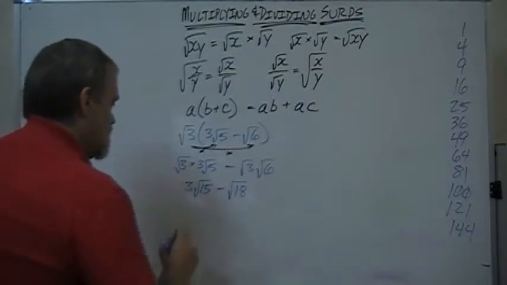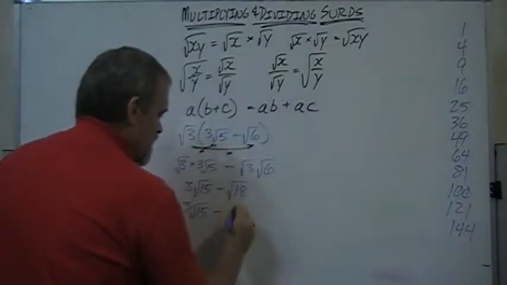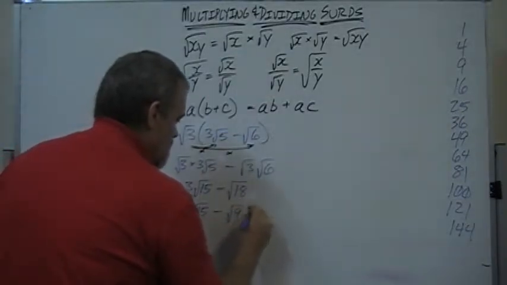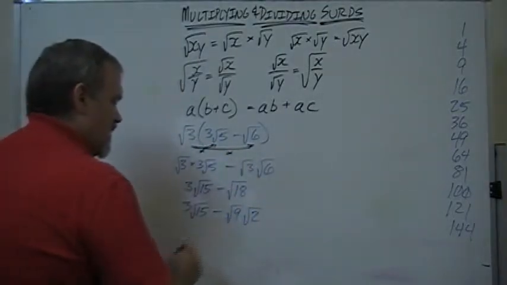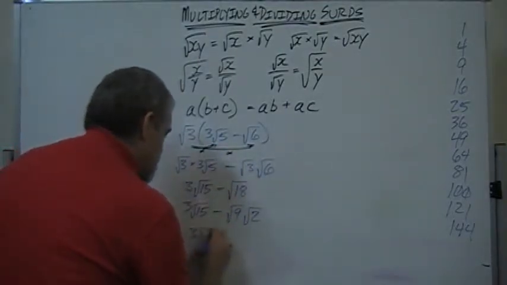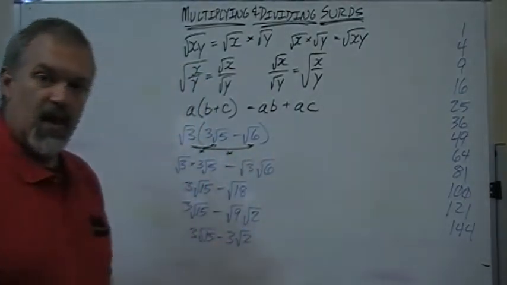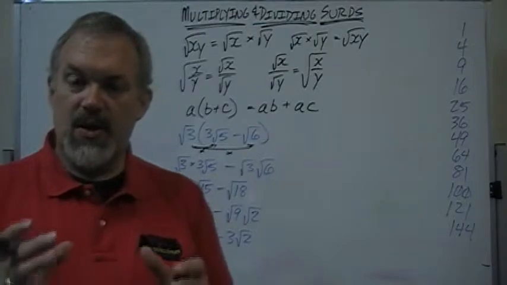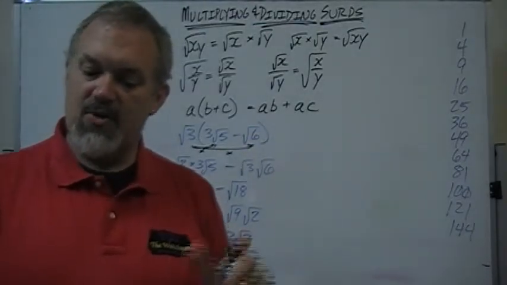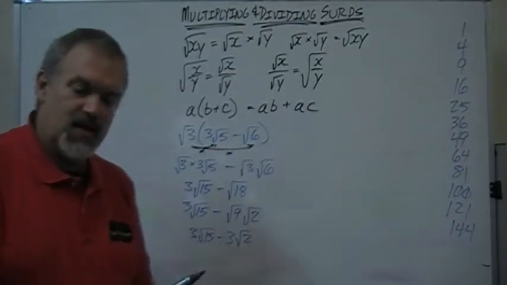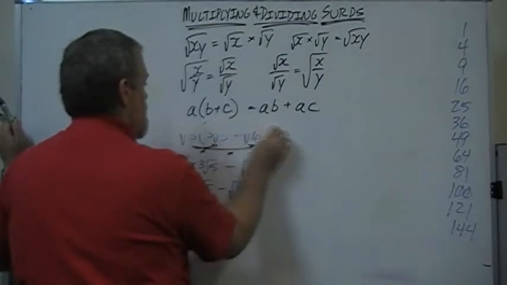9. So we get 3 square root of 15 minus square root of 9 times the square root of 2. Square root of 9 simplifies, and we're left with 3 square roots of 15 minus 3 square root of 2. And because those are not like surds, the numbers under the surds are different, we cannot add or subtract them. We leave them just like that. Let me give you one more example of the distributive law and how it works in a problem.